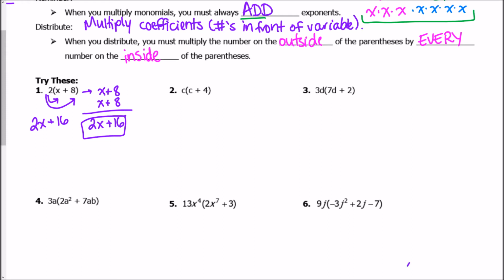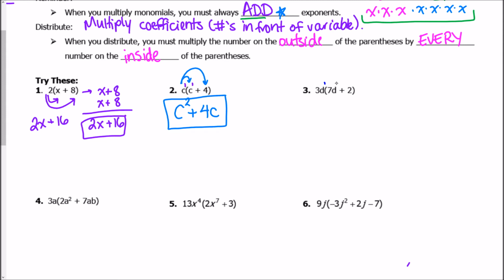Now for number 2, this is c to the power of 1. And remember, when we multiply, we always add our exponents. So when I multiply c to c, I do 1 plus 1, which is 2, so I get c to the power of 2. And then when I multiply this c to this 4, I get 4c. So this ends up becoming c squared plus 4c. Now, if they're not like terms originally, they will not be like terms in the final answer. Okay? All right, the next one.